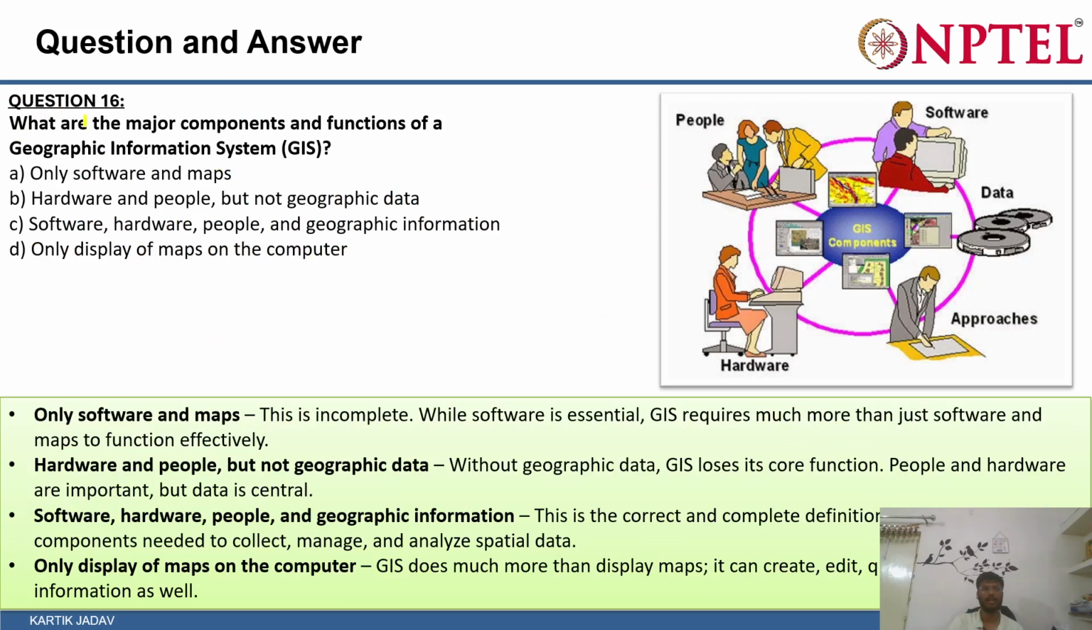Question number 16. What are the major components and functions of a geographic information system? Software and maps only, hardware? No, it is not correct. Hardware, people, but no geographic data? That is also incorrect. Software, hardware, people, and geographic data all combine to form the geographic information system. So the correct answer is option C.